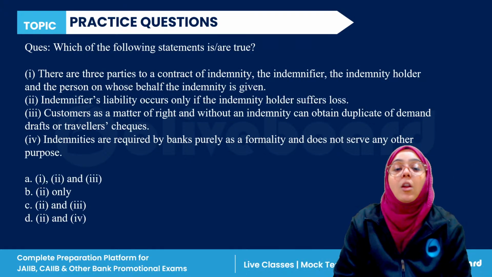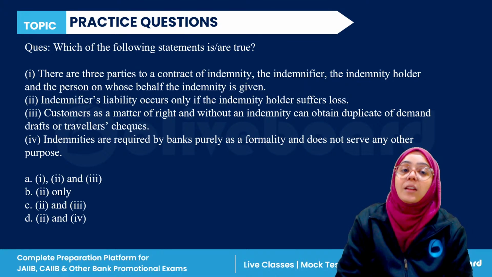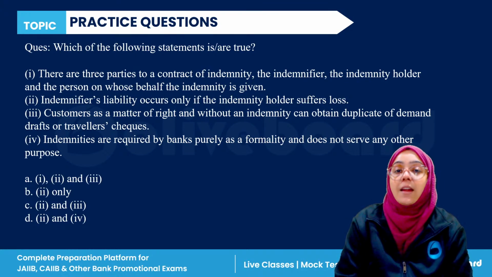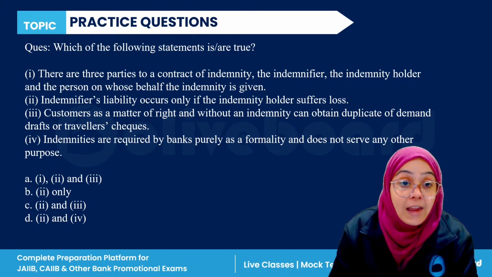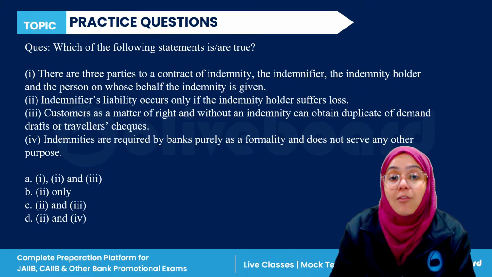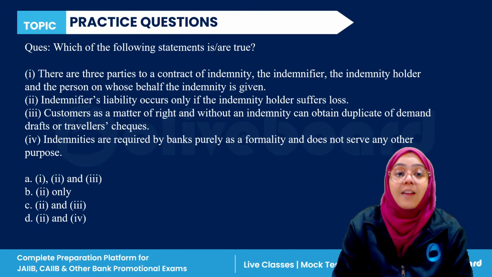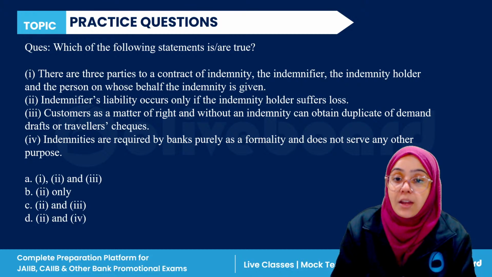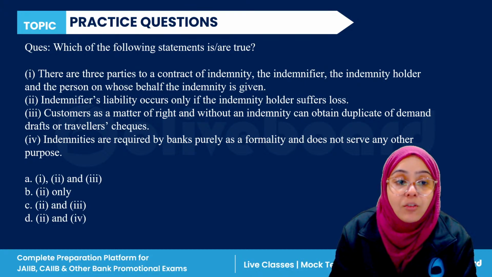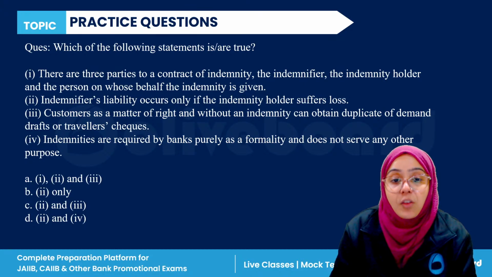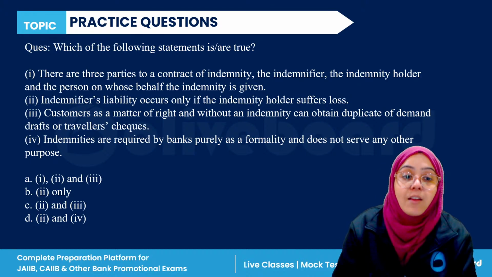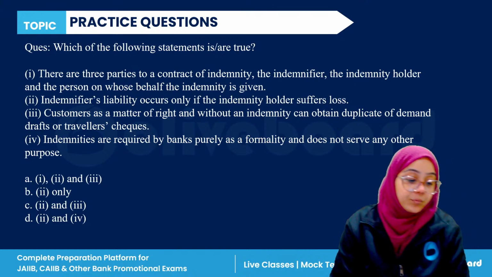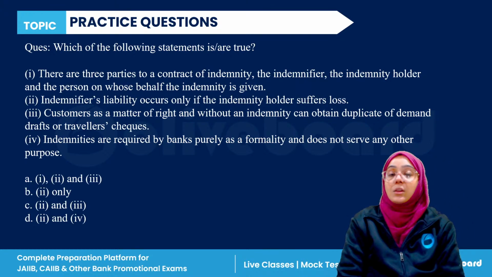Next question. Which of the following statements are true? There are three parties to the contract of indemnity: indemnifier, indemnified, and the person on whose behalf the indemnity is given. The indemnifier's liability occurs only if the indemnity holder suffers loss. A customer, as a matter of right and without an indemnity, can obtain a duplicate demand draft or cheque. Indemnities are required by the bank purely as a formality and do not serve any other purpose. You have to identify the correct statement here. Very easy.